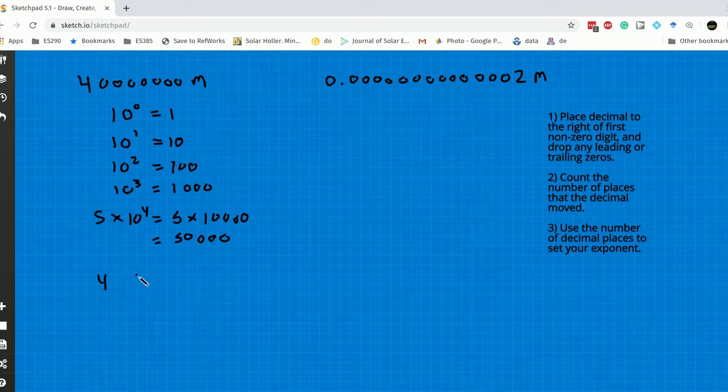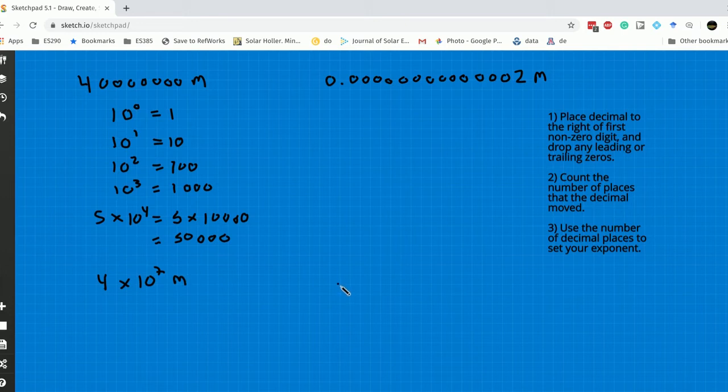Our order of magnitude. So what we're going to do is multiply this value 4 times an order of magnitude written as an exponent of 10. Okay, because we moved the decimal place 7 places, we're going to multiply by 10 to the 7th. And there you go. The circumference of the Earth can be written as 4 times 10 to the 7th meters. The value is the same as what we originally wrote down at the top of the screen.